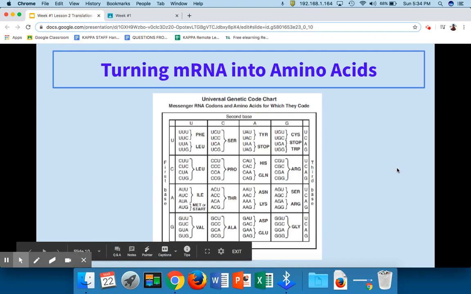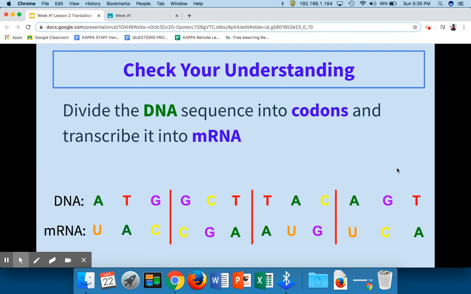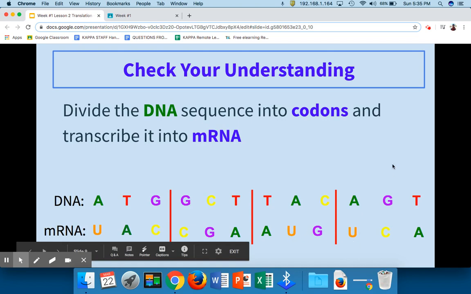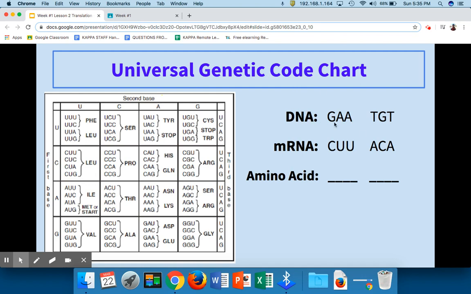All right, now we can take our mRNA and we can turn them into amino acids. So this is done by using a chart called the Universal Genetic Code Chart. So we're going to show you how to read this and how to take mRNA, so this bottom strand here, and turn it into an amino acid. So if we have a DNA strand that reads GAA TGT, the mRNA that would be transcribed is CUU ACA.